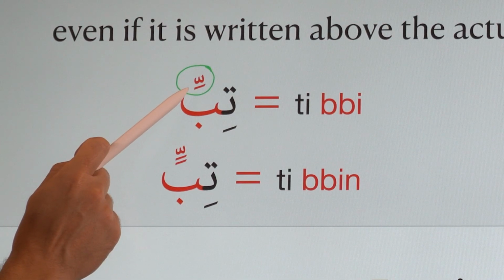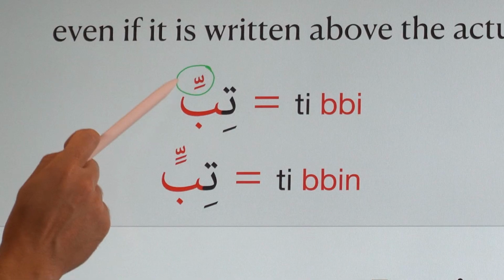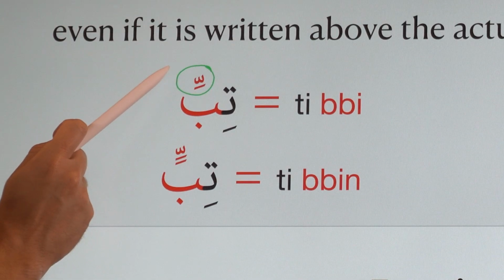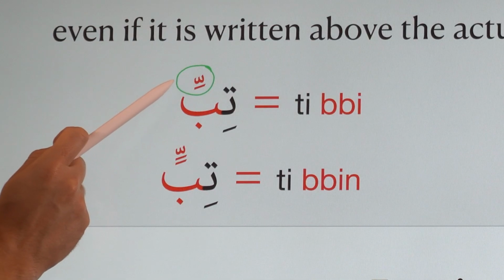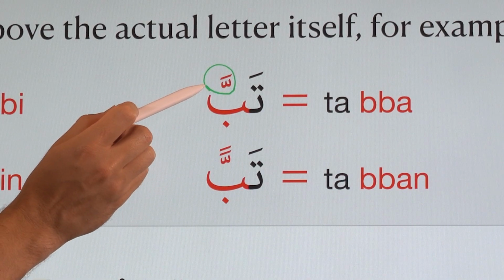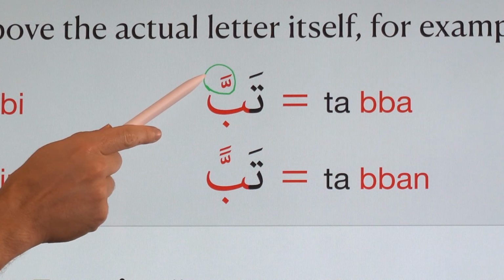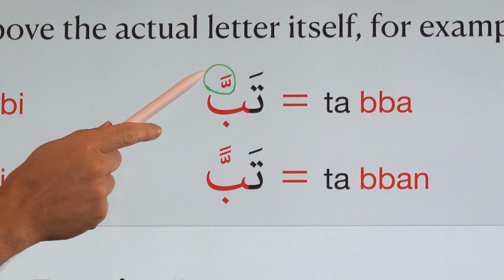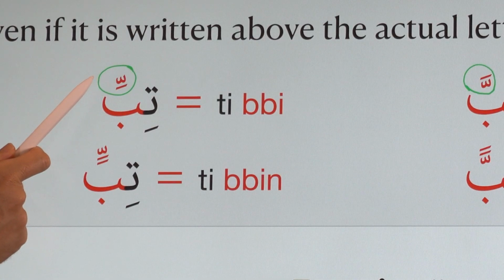So even though this line is written above a letter, it's written underneath a shadda. And anytime you see this line written underneath a shadda, that means this is actually a kesra. The fatha is going to be written above the shadda, like we see here. So a line written above a shadda is a fatha. A line written beneath a shadda is a kesra.